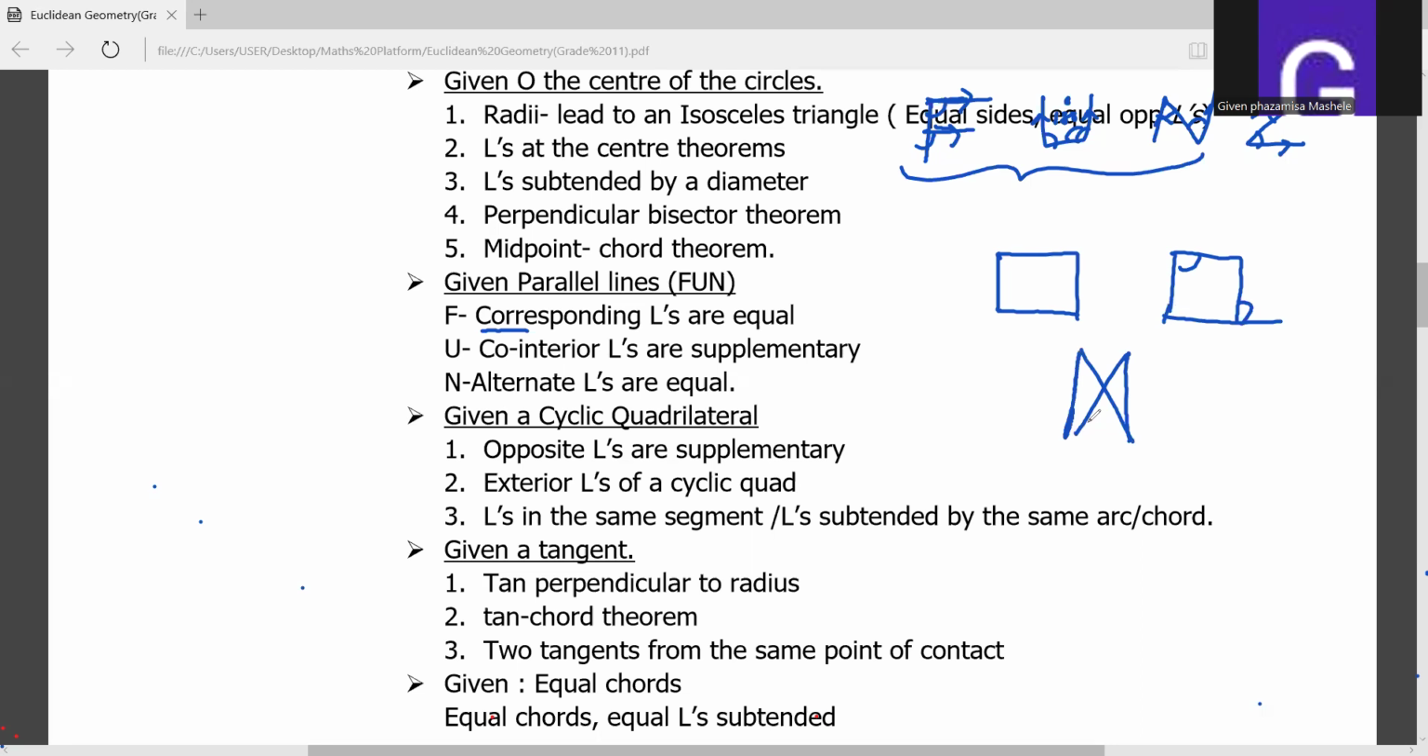It can be closed or not closed, but as long as you have something that is, if this angle and that angle must be equal, and this one and that one must be equal, it's angles in the same segment whenever you have a cycle.